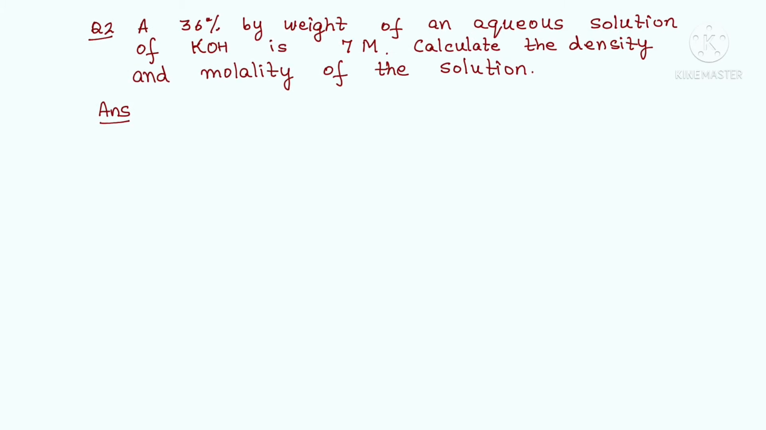The next question says, a 36% by weight aqueous solution of KOH is 7 molar, MOLAR. Calculate the density and molality of the solution. Okay, so let's do our steps again. What do we have to find? We have to find molality, and for molality I need the weight of the solute, the molar mass, the weight of the solvent, times 1000 in the numerator.